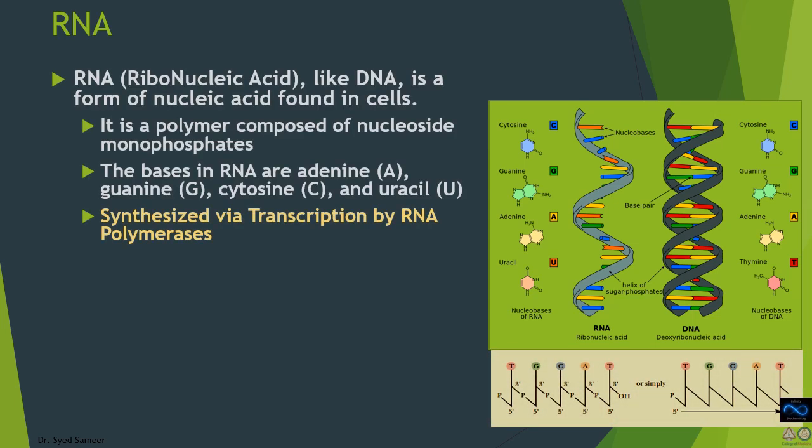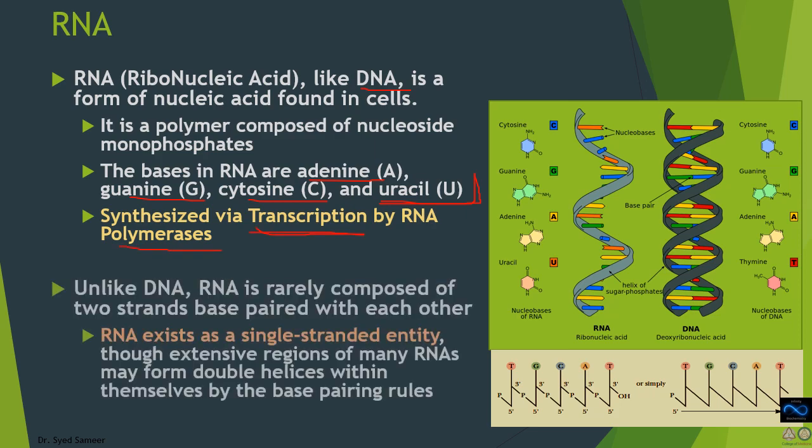As we know from the previous lecture, RNA is another nucleic acid in addition to the DNA, and it is a polymer of nucleoside monophosphates. It contains four different kinds of bases: adenine, guanine, cytosine, and uracil here instead of thymine. And this RNA is synthesized from the DNA directly with the help of an RNA polymerase. This process is called the transcription process.